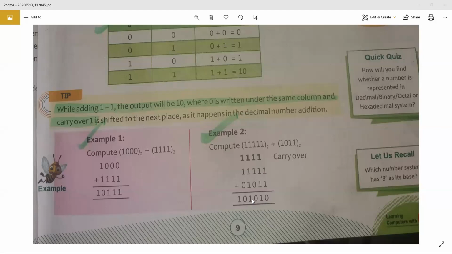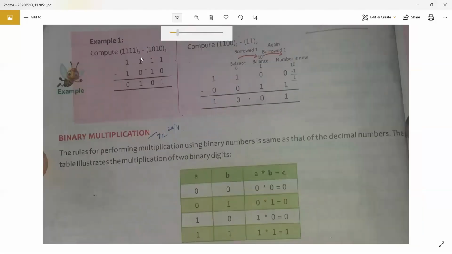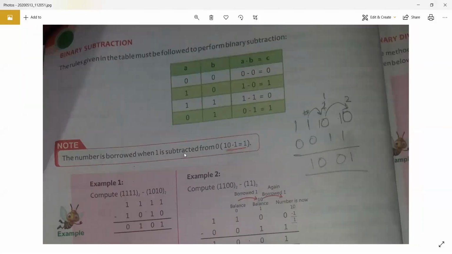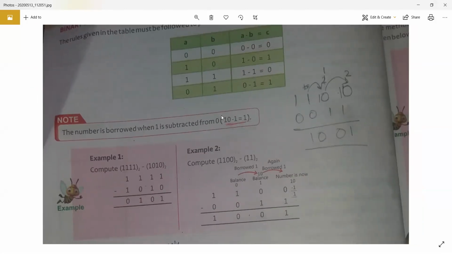All right, beta. So next we are going to learn binary subtraction. Now as we learned the carry concept in your binary addition, we are going to learn the borrow concept in your subtraction. Like 0 minus 0 is 0 only, 1 minus 0 is 1, 1 minus 1 is 0, but 0 minus 1 is 1.